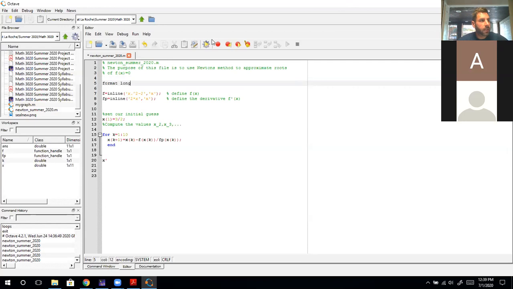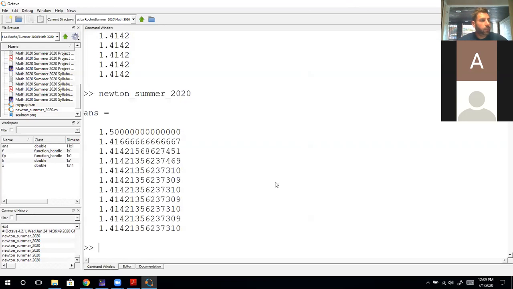So if I run this again, now you'll see it does converge really rapidly. I mean, look how many digits we have in agreement. We have all the way down to what? 1, 2, 3, 4, 5, 6, 7. We're almost at 12 decimal places of accuracy. So that's pretty good.